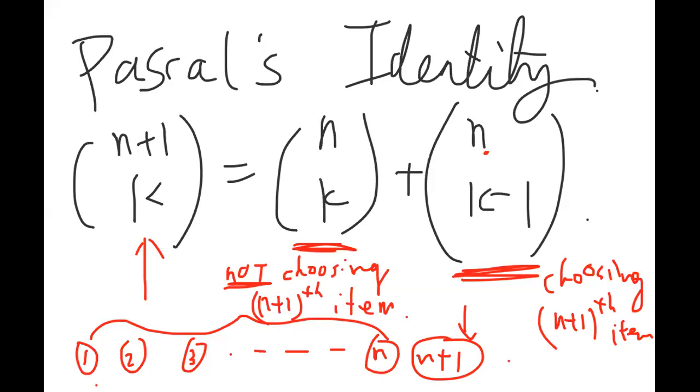So there are only two kinds of scenarios. Either you have the last item or you don't have the last item. You run out of scenarios, so you add them up, and that is the total number of solutions of picking k items from n plus 1 items. That is Pascal's identity.